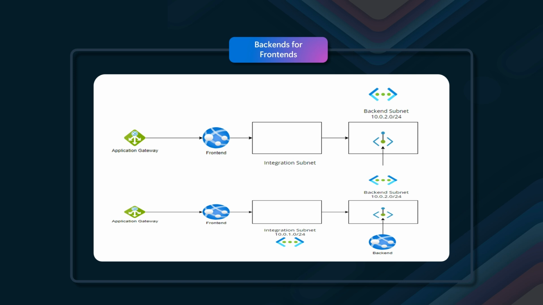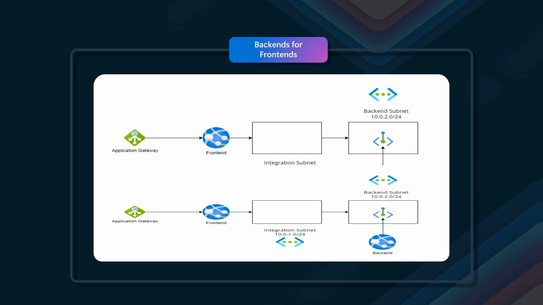By adopting the backends for front-end pattern, we achieve a highly scalable and maintainable architecture. Each layer can be scaled independently based on demand, ensuring optimal performance and resource utilization. This pattern also enhances maintainability by allowing developers to work on front-end and back-end services independently, reducing complexity and improving development efficiency.